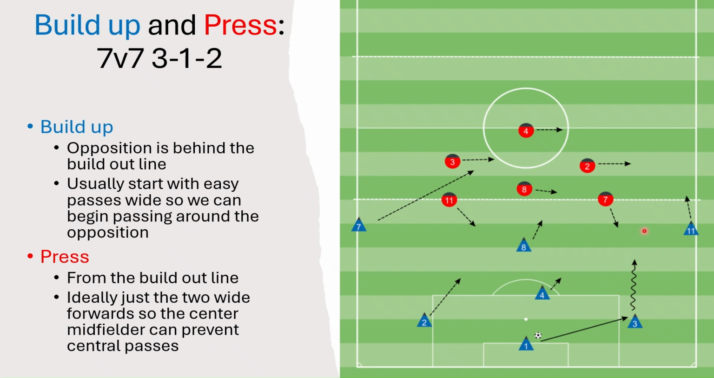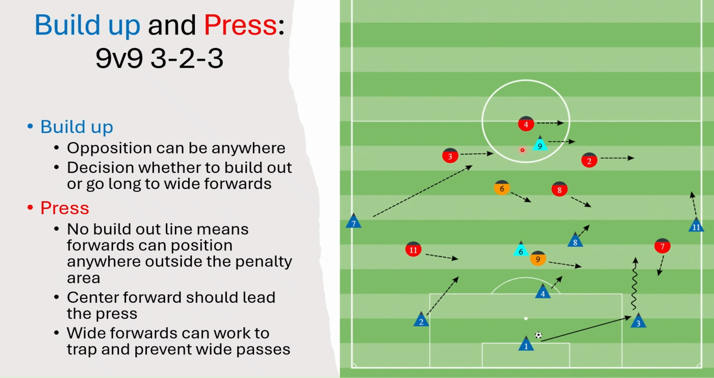When taking a goal kick in 7v7, we would have a build-out line, so the pressing team had to be at or behind the build-out line. That meant that when we were building up, we could do easy passes out to our wide defenders, and then build it up on one side and start passing it around right from the back. At 9v9, we're going to have no build-out line. Let's see what that looks like.